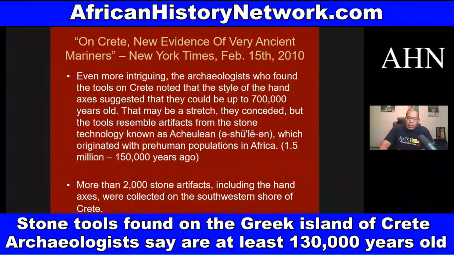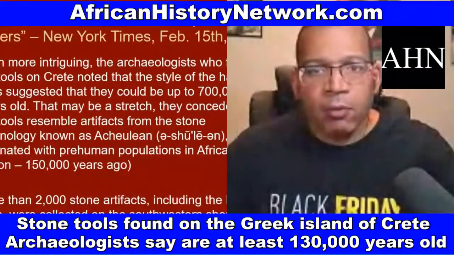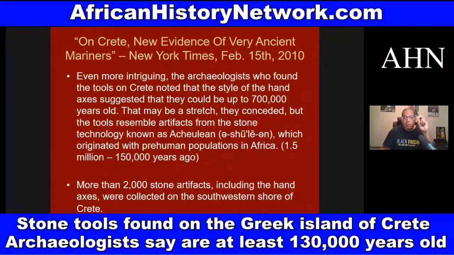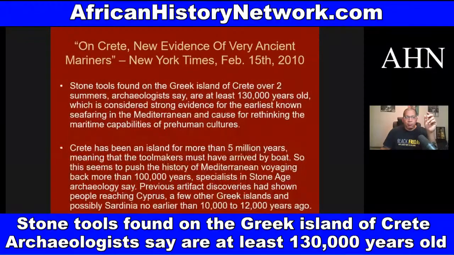Okay, so once again, the deeper they dig, the blacker the planet gets, the more research they do, the older we get. Now, more than 2,000 stone artifacts, including the hand axes, were collected on the southwestern shore of Crete. So this was not one or two artifacts that they found. Okay, this was over the course of 2 summers, and they found more than 2,000 stone artifacts, including the hand axes. So once again, these artifacts that they found are at least 130,000 years old.